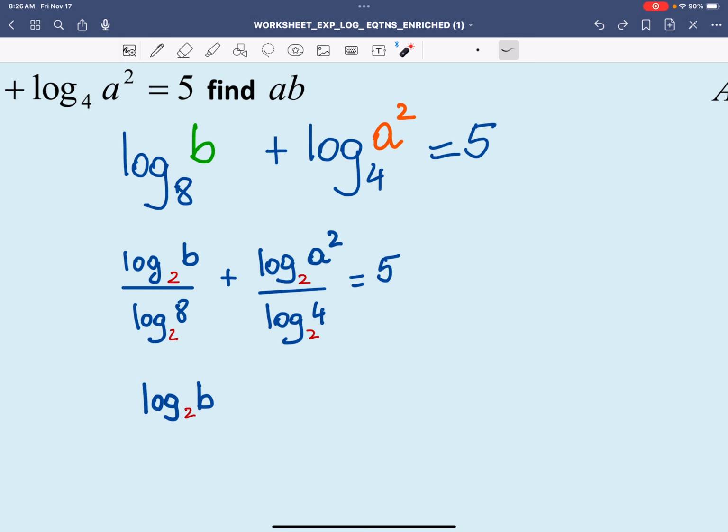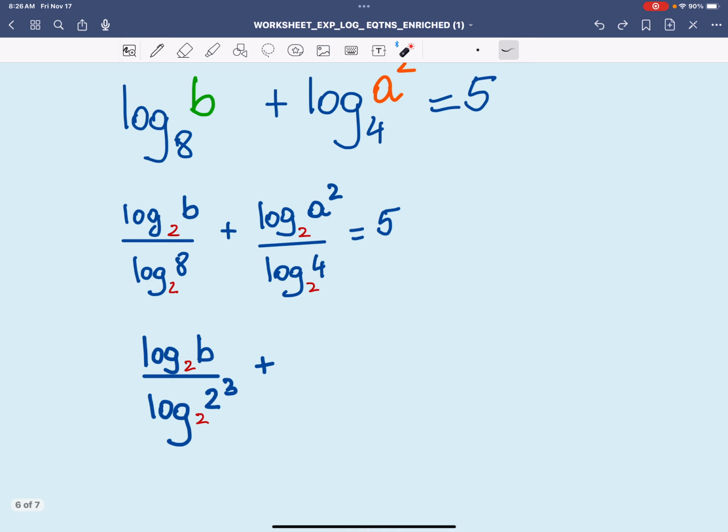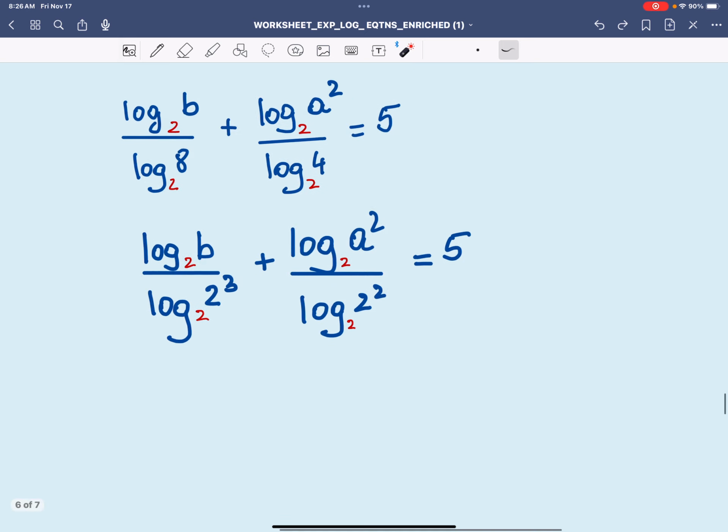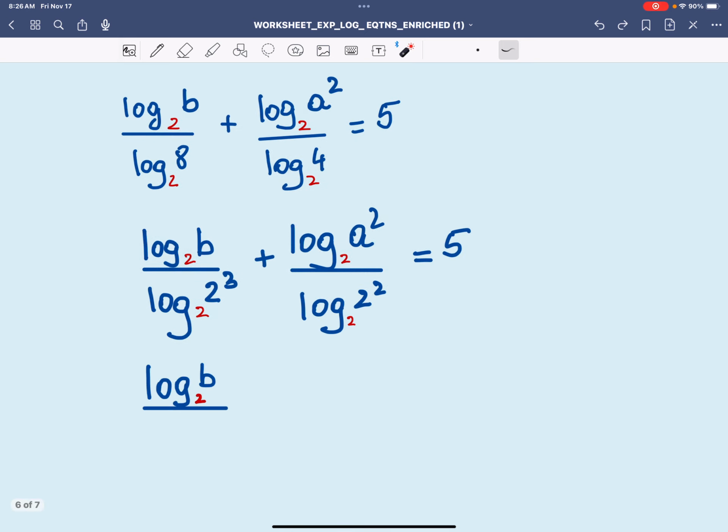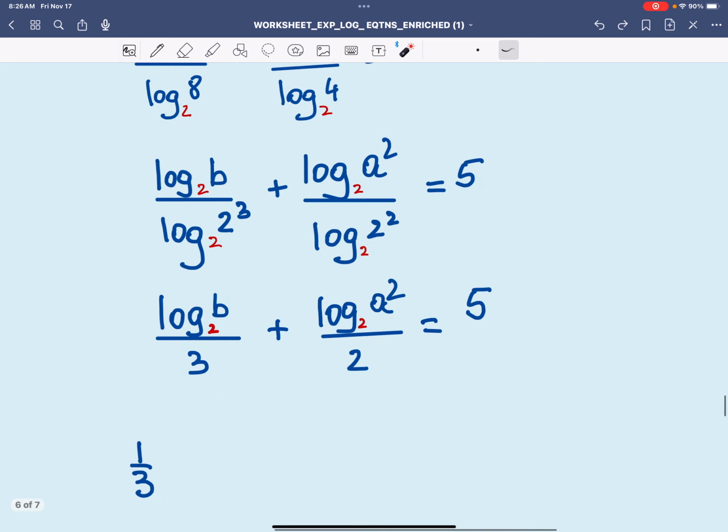So continue simplifying. We have log with base 2 of b over log with base 2 of 2 to the 3. Log with base 2 of a squared over log with base 2 of 2 squared equals 5. So simplify some more. So we have log with base 2 of b over 3, log with base 2 of a squared over 2 equals 5. Next, we have 1 over 3, that's our coefficient. It's the same thing we did in the previous equation. Log with base 2 of b plus 1/2 log with base 2 of a squared equals 5.